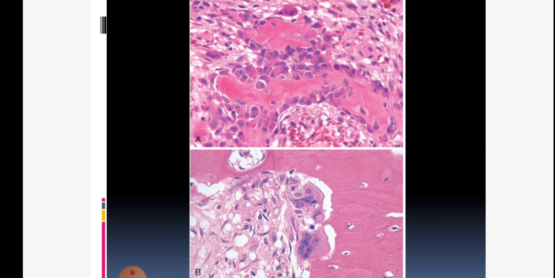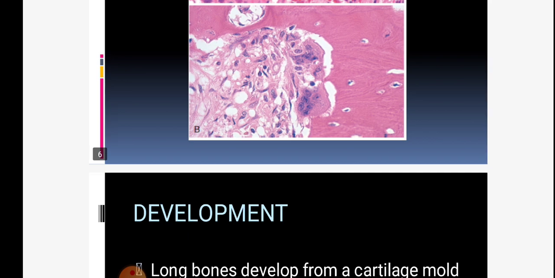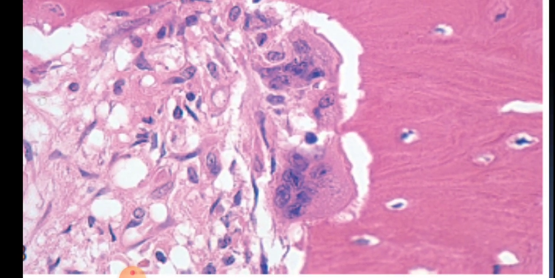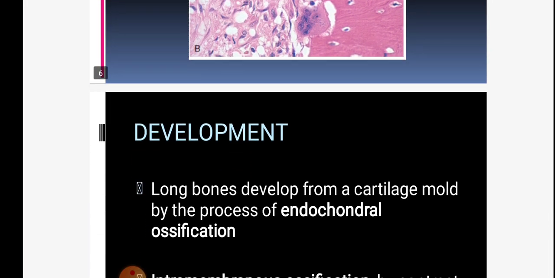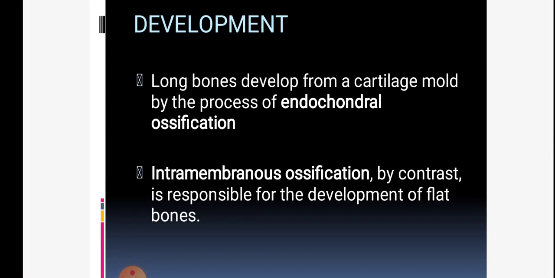So this is the picture, the histological section that's normally showing these particular osteocytes, osteoblasts, the osteoclasts, the giant cells, these particular giant cells, the osteoclasts here. Development. Long bones develop from a cartilage mold by the process of endochondral ossification. Okay. So the intramembranous ossification by contrast is responsible for the development of flat bones.